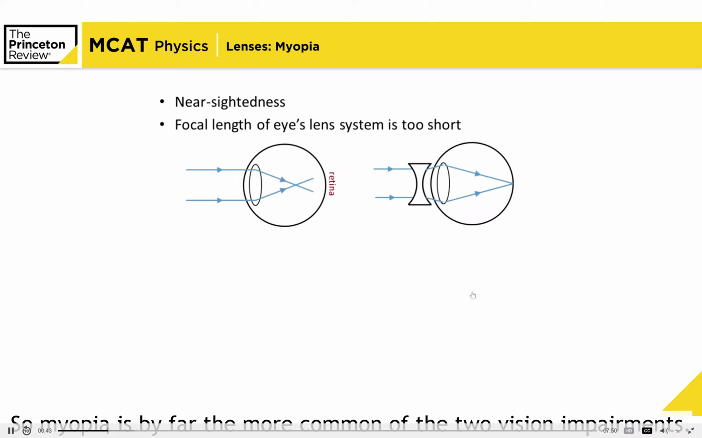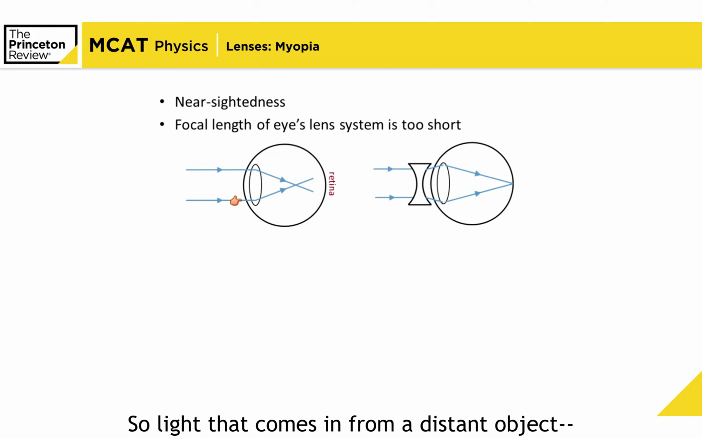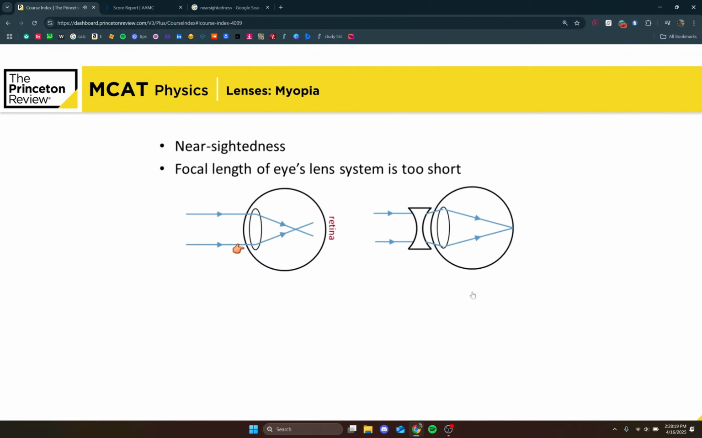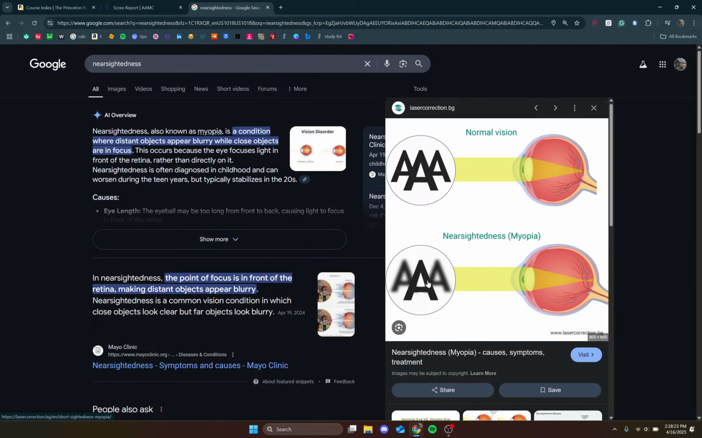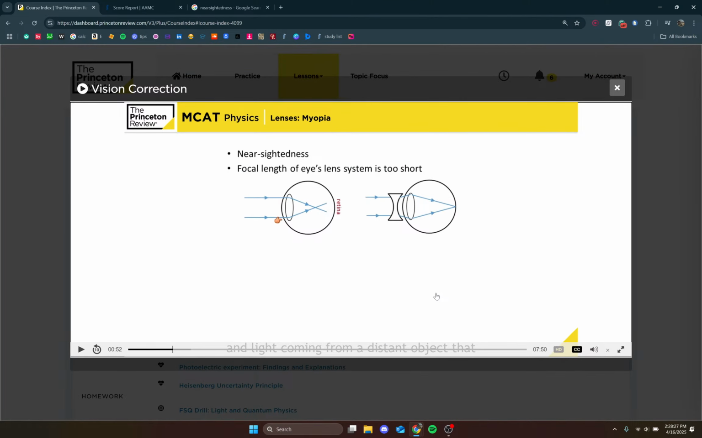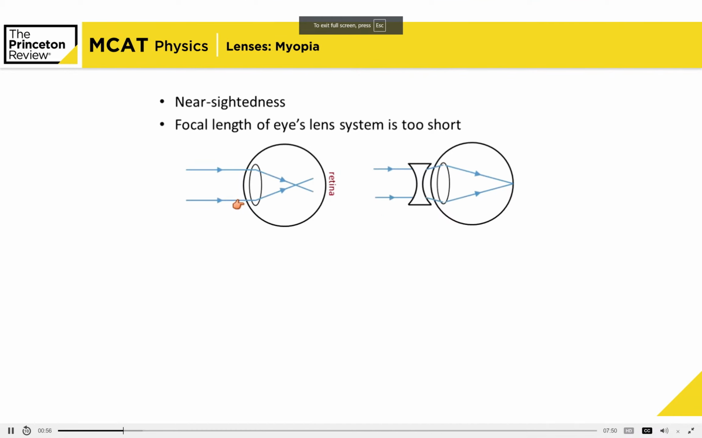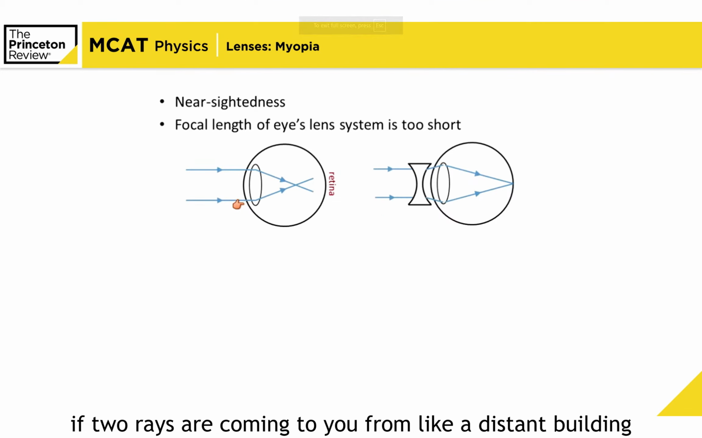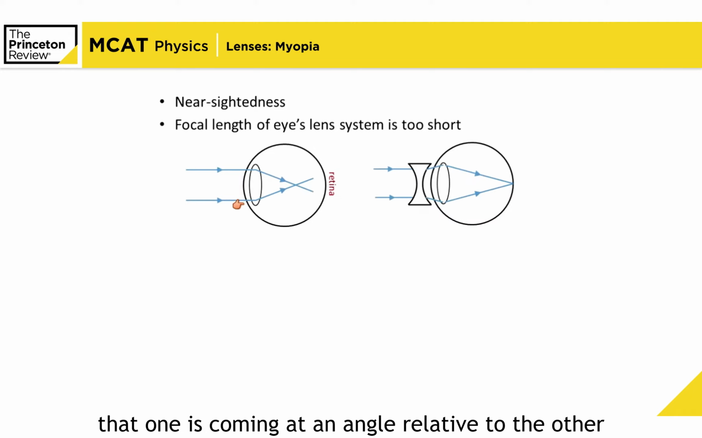So myopia is by far the more common of the two vision impairments. Let's consider what happens. Light coming from a distant object will tend to have basically parallel rays because you don't see the curvature anymore. If two rays are coming to you from a distant building or the mountains far off in the distance, you're not going to be able to really see that one is coming at an angle relative to the other because they're so far away.